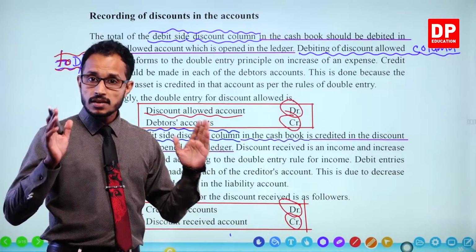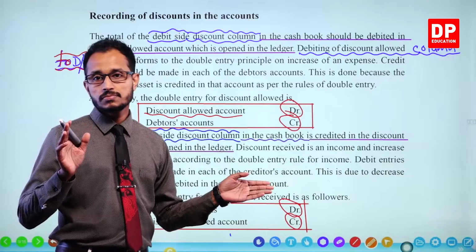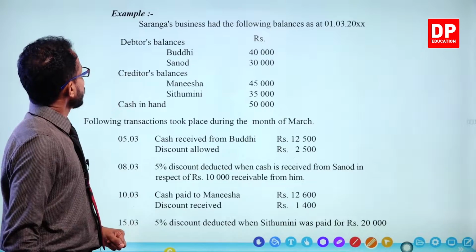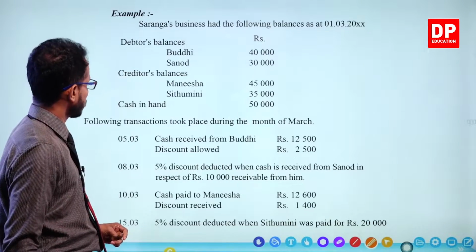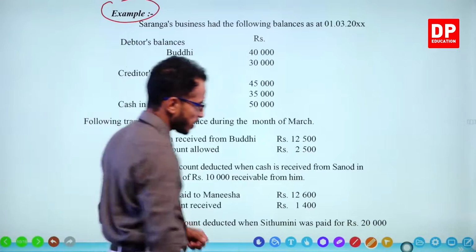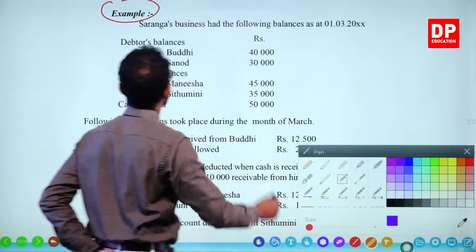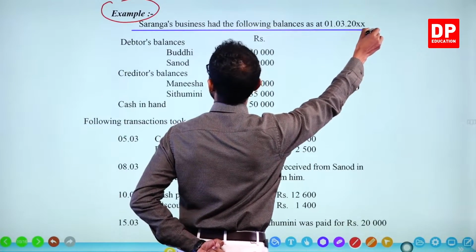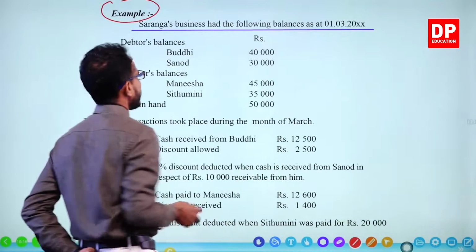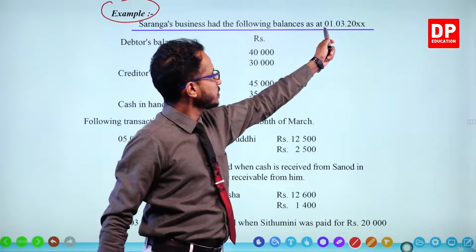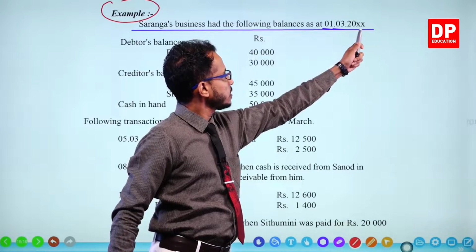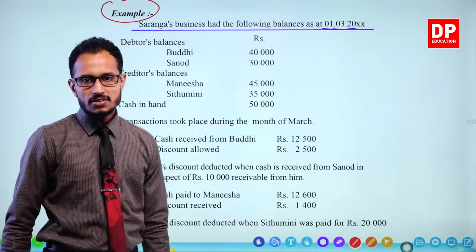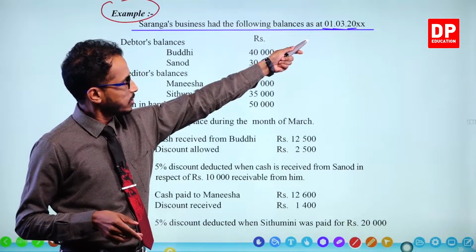We'll do this with an example question. Right, example. We have this question. Children, Saranga's business is given here. Saranga's business had the following balances as at 1st, 3rd, 2020. 1st, 3rd means 1st March 2020.